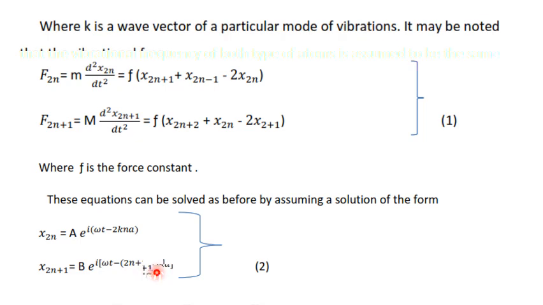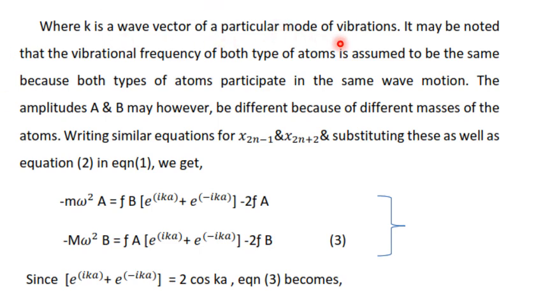Now, k is the wave vector for a particular mode of vibration. It may be noted that the vibrational frequency of both atoms is assumed to be the same. The vibrational frequency will be the same, but the amplitude will differ. A and B will differ because the masses are different. For A the mass is small m, for B the mass is capital M. Capital M is greater than small m. Therefore, this difference of masses will create a difference in the amplitudes.